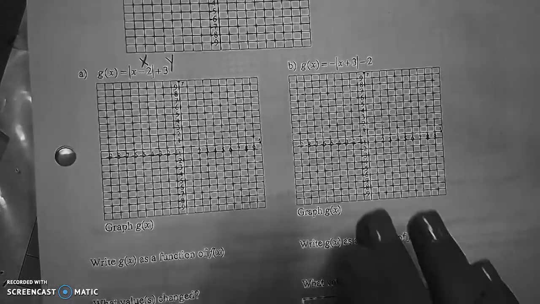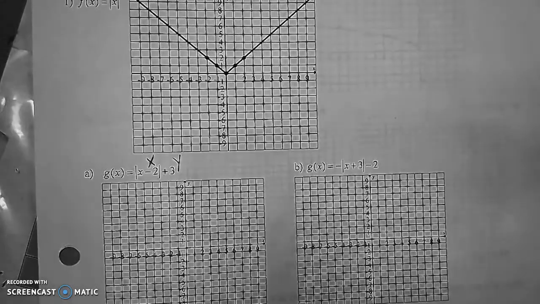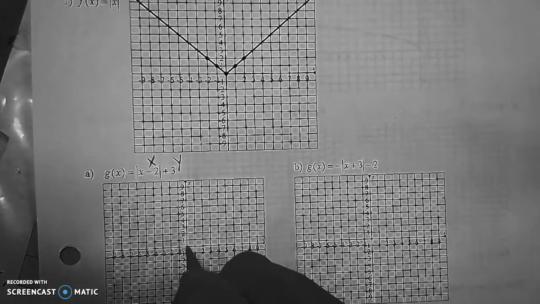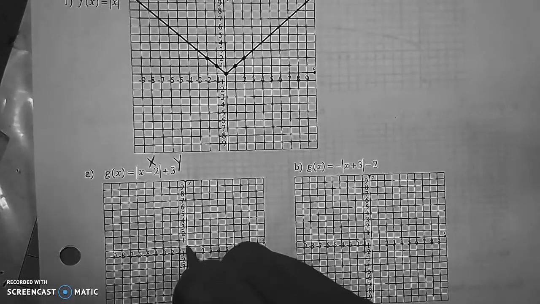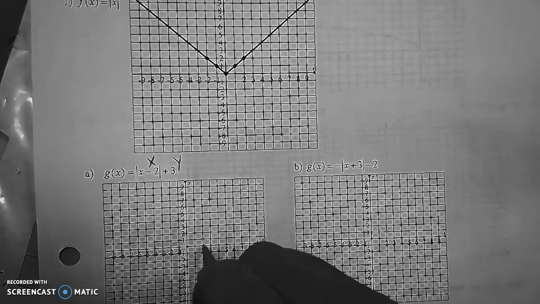All right, let's do that. So I'm going to go back to my parent function, and since we're working with absolute value, I like to start with this 0, 0 origin, the vertex point. So let's take the vertex and do exactly what we wrote down. I'm going to take this point and go over 2 and up 3.